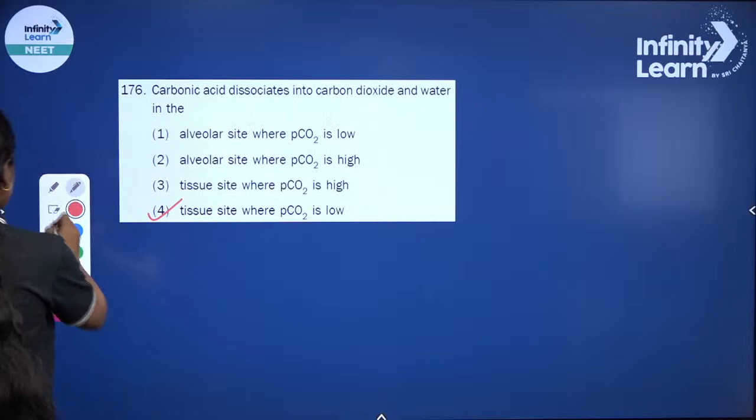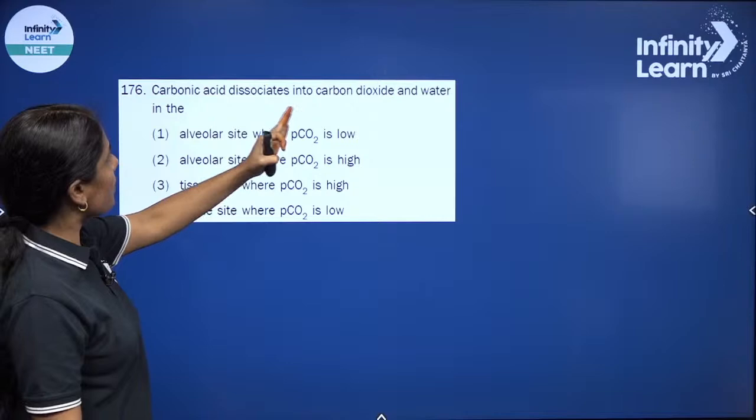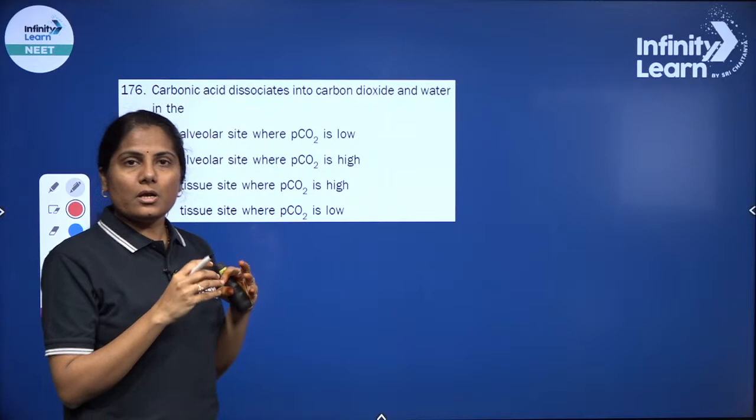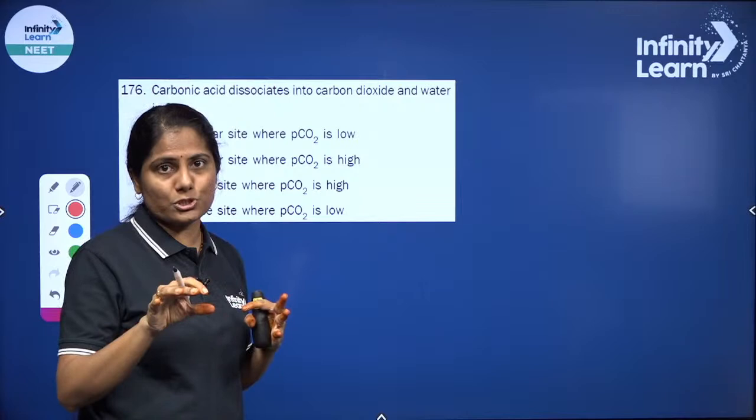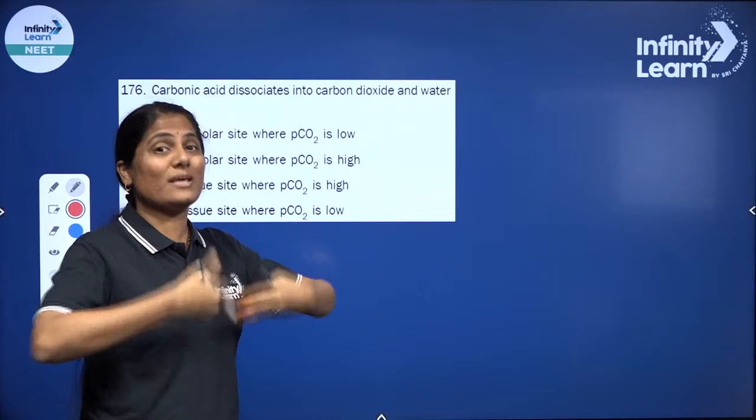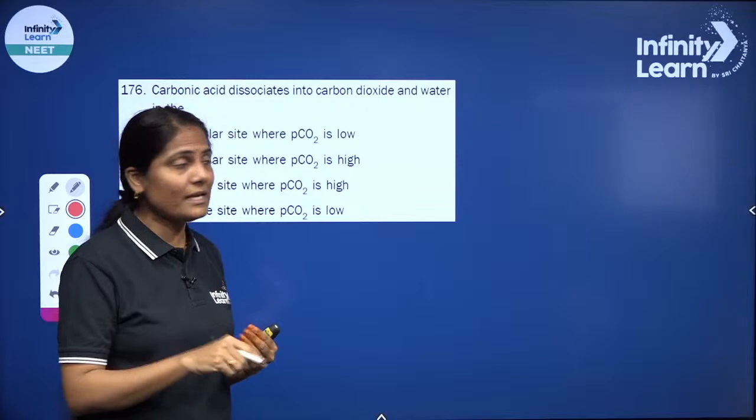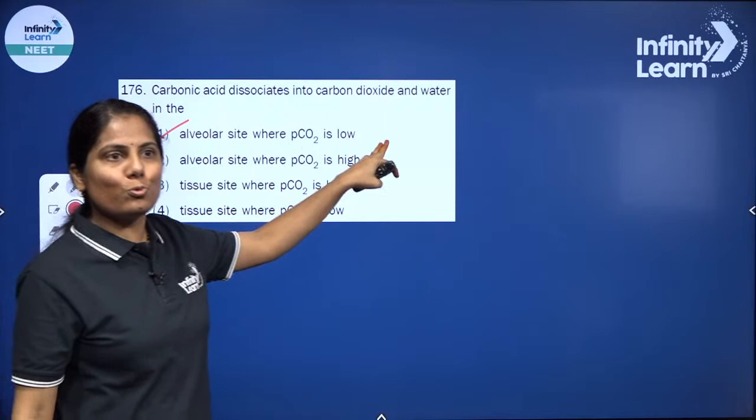Carbonic acid dissociates into carbon dioxide and water in the... First of all, carbon dioxide is making its entry into the RBC at the tissues where the PCO2 is high. Now, where is it supposed to dissociate? We need to expire at the alveolar site. Obviously, the PCO2 has to be low. So, alveolar site where the PCO2 is low, right? So, this is our answer.